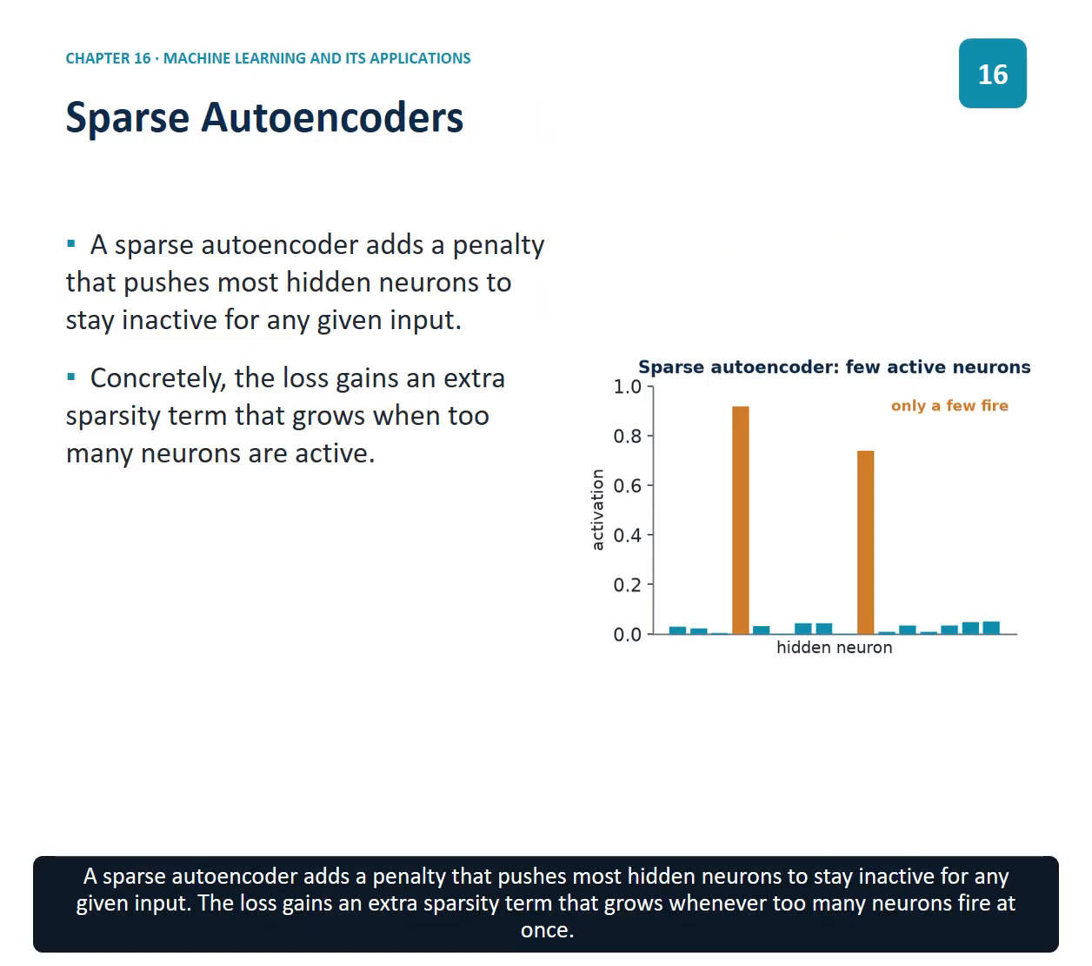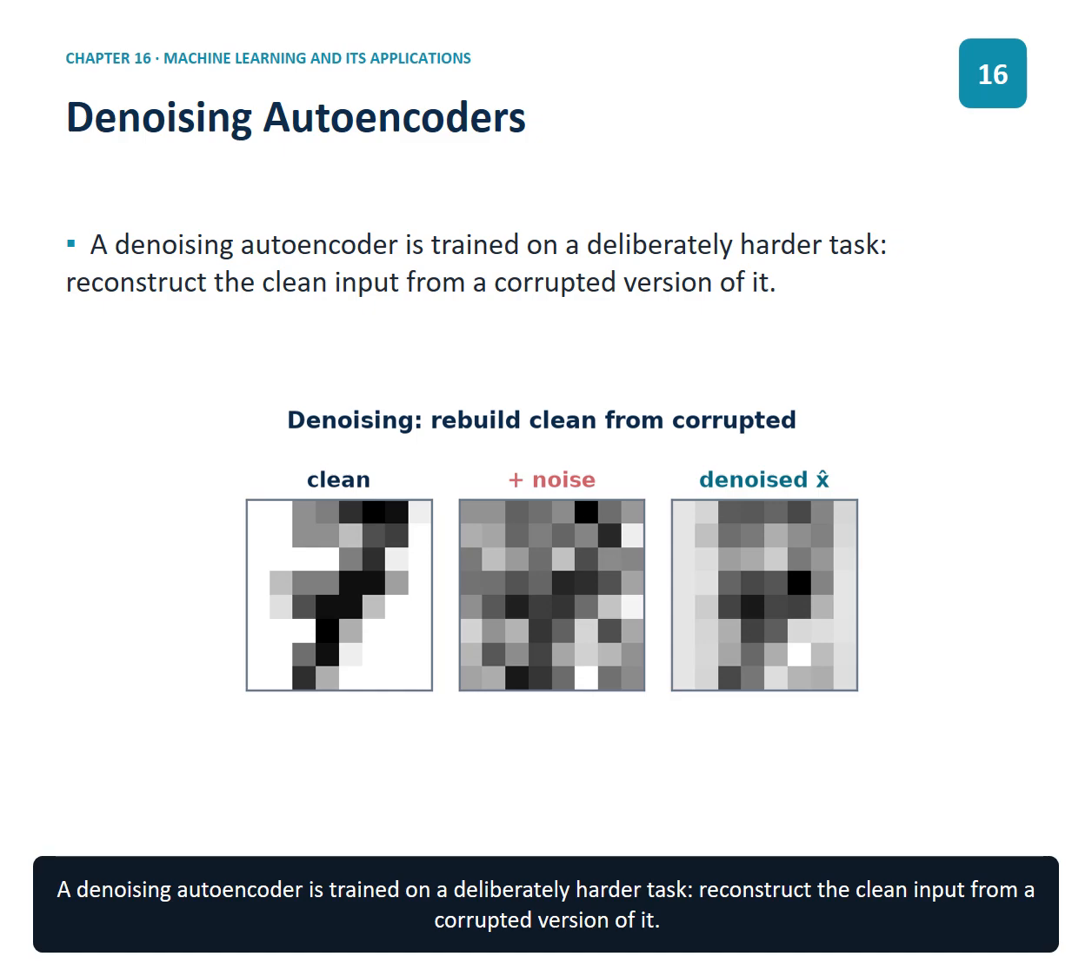A sparse autoencoder adds a penalty that pushes most hidden neurons to stay inactive for any given input. The loss gains an extra sparsity term that grows whenever too many neurons fire at once. A denoising autoencoder is trained on a deliberately harder task: reconstruct the clean input from a corrupted version of it.